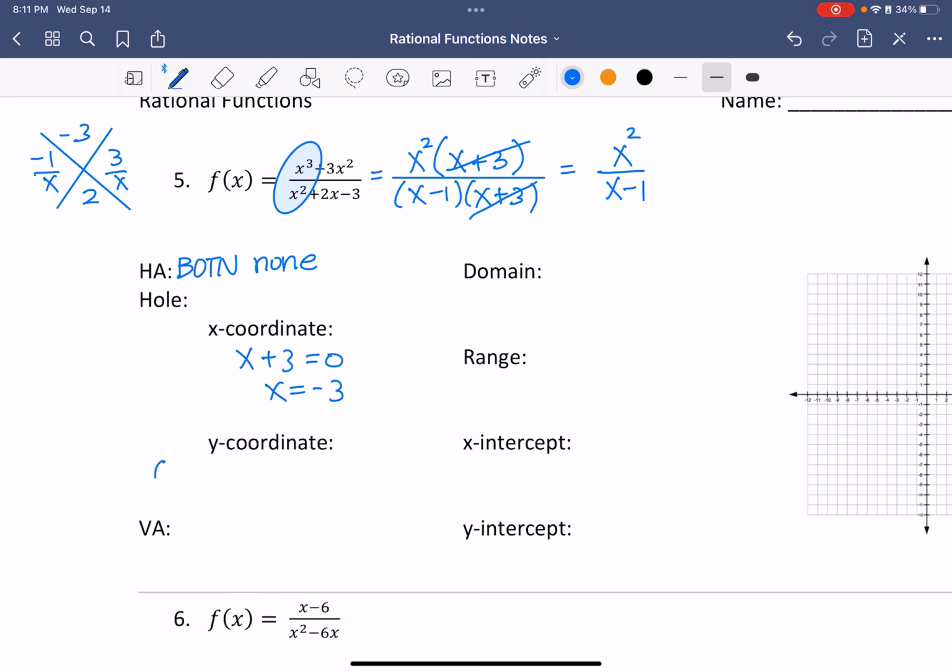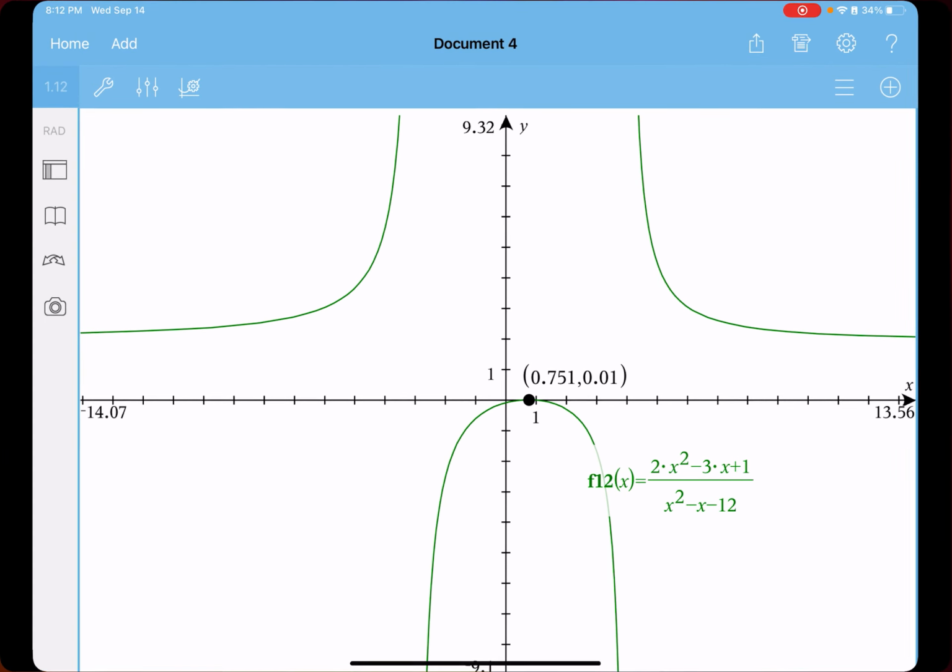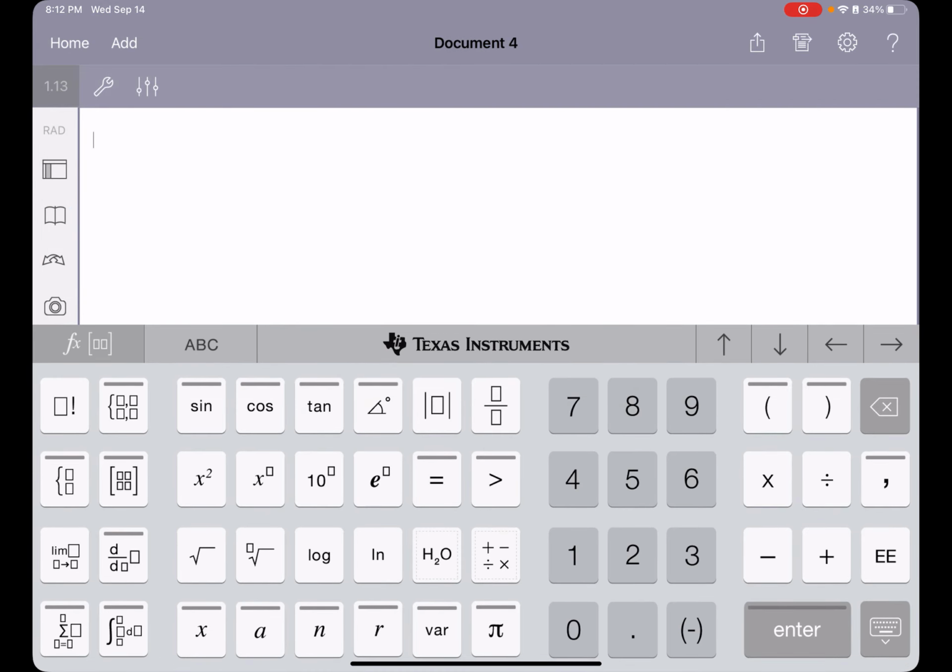And for the y coordinate, whatever you get there, you're going to plug it back in for every x. So -3 squared over -3 minus 1. -3 squared is +9. The denominator is -4. So the hole is at -3, -9/4. Now, for reference, you could try to figure out what -9/4 is as a decimal. So I can do that here.